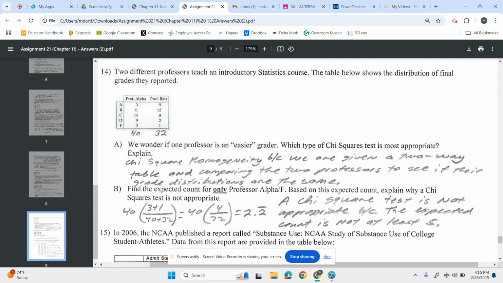Now, I tell you to find the expected count only for alpha and F, which is right here where you have this 3. The way you would do that is you would take this total down here, which is 40. You would take your marginal distribution, which I don't see over here, but that's going to be 3 plus 1, which is 4, which I did right here. And then down here would be the total, which is 40 plus 32, or 72. That would be my marginal distribution, 4 over 72, which I'd multiply by this total of 40, and you get 2.2 repeating. Now that's a problem, because remember, your expected counts must be at least 5, and in this example, it's actually less than 5.